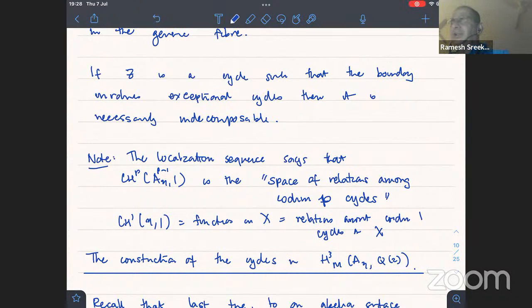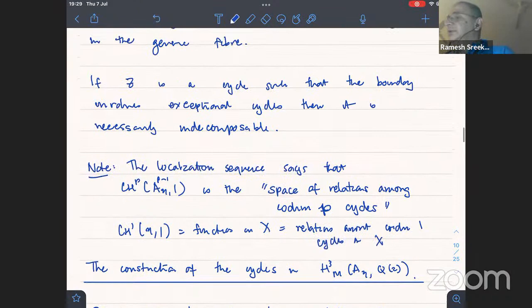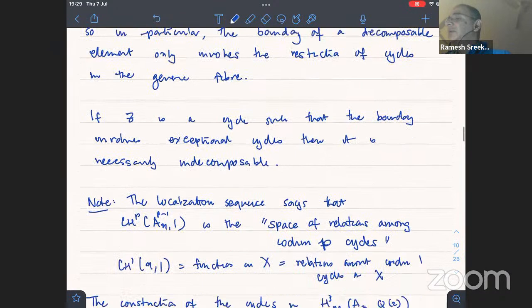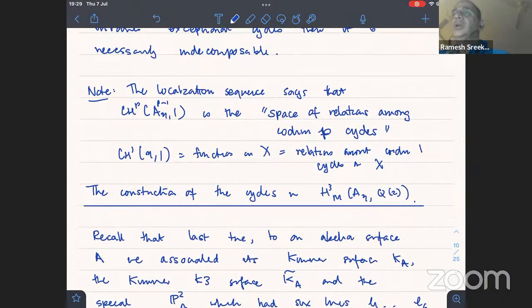Okay. So basically, this group Chow p of x, 1, in this example, is the space of relations among codimension p cycles. Rakesh is asking about codimension 2. Sometimes you use this to prove some codimension 2 cycles are torsion. That's a common usage of these motivic cycles.